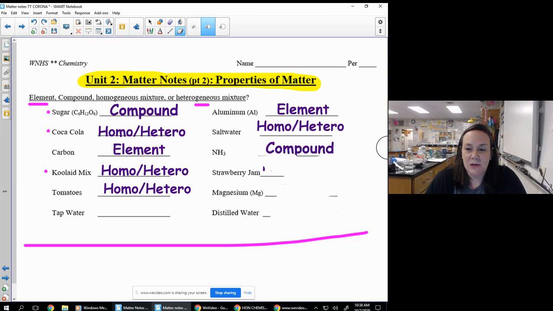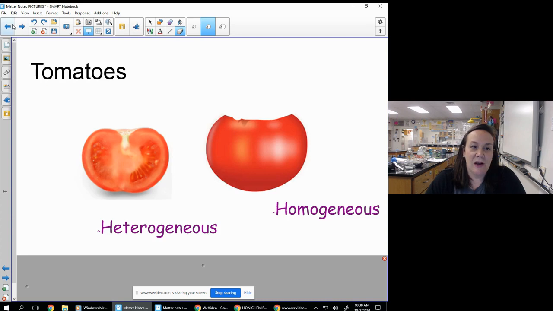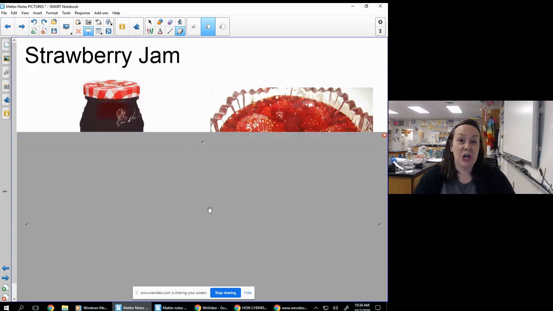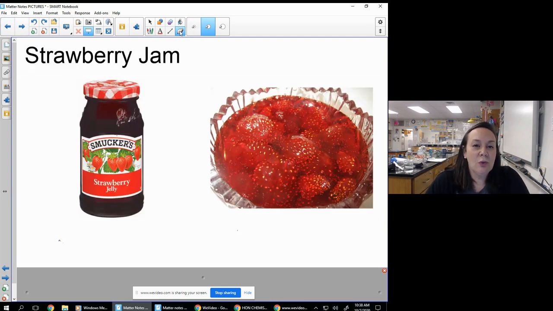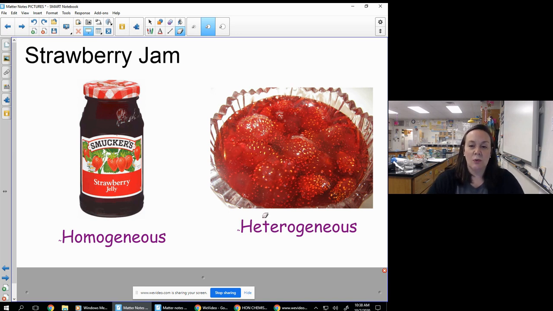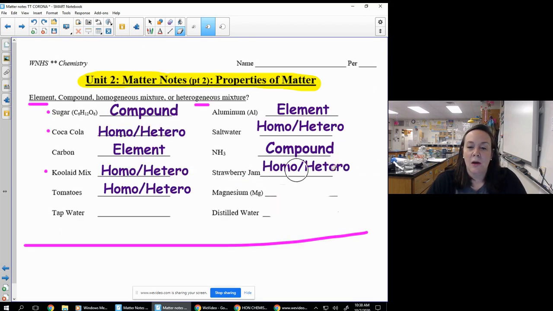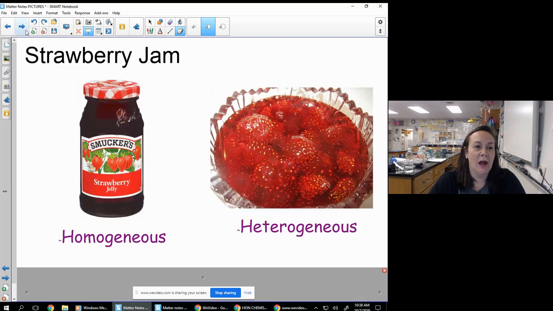NH3 is a compound. Okay, that's ammonia. Strawberry jam. We had a nice lively conversation about what's the difference between a jam and a jelly. If you were thinking strawberry jam is just the red stuff, that's just red gelatinous stuff, that would be homogeneous. But heterogeneous would be if you saw seeds or things inside of it. So it is a mixture. Magnesium is an element.